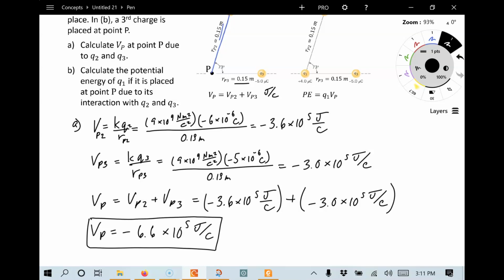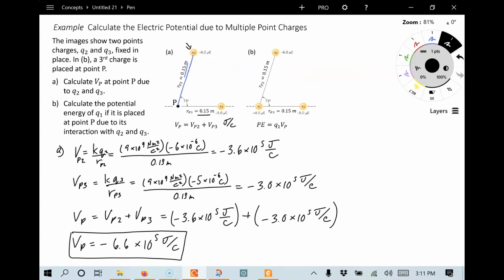All right, let's look at part B. And there's an image that goes with that too. So we just did part A. Let's take a look at part B. We've got these two fixed source charges here. Now we're going to look at a third charge, Q1. It's not a source of the potential, but it's going to experience the potential, and it's going to obtain a potential energy due to its interaction with the other two charges that have created the potential at that location P.